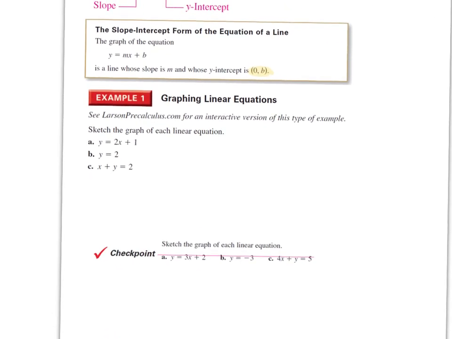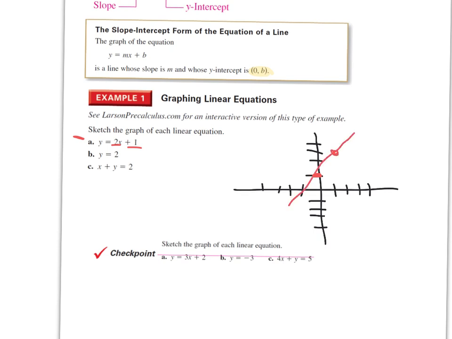It says sketch the graph of each linear equation. I'm going to put a very rudimentary graph on here just so we can graph it. I'll do this one first, and we need 1, 2, 3, 4 on each axis. I'm going to do it in red. This is my y-intercept, which means I start at my y-intercept. This is my slope. I go up 2 over 1, and then you draw your line.